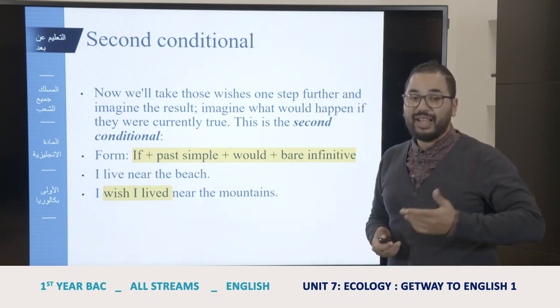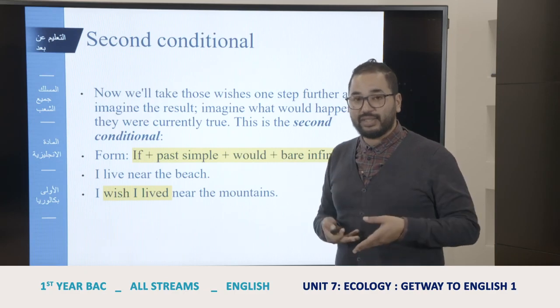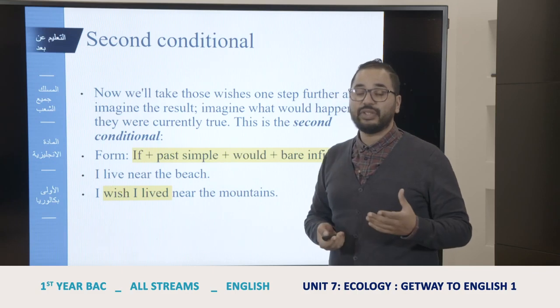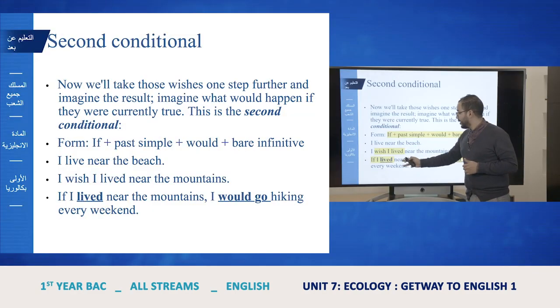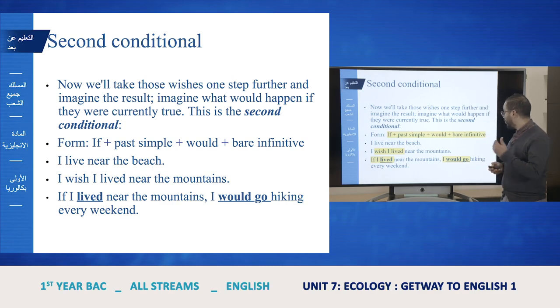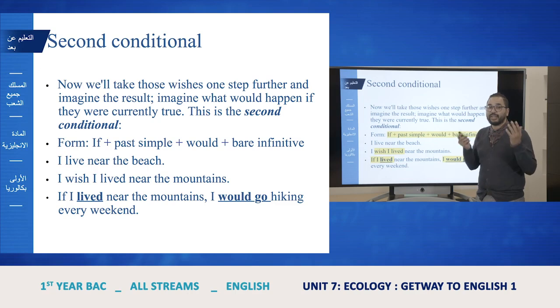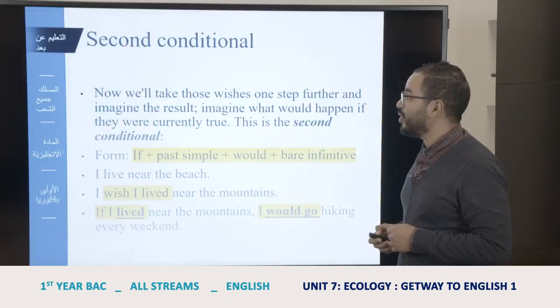So I use the past, but the situation is unreal, and I mean the present. I don't mean the past even if I use it. That's why we call this past unreal past. So we use it like this. If I lived near the mountains, I would go hiking every weekend. So I just imagine the situation. So if I lived, I would go. This is the form.